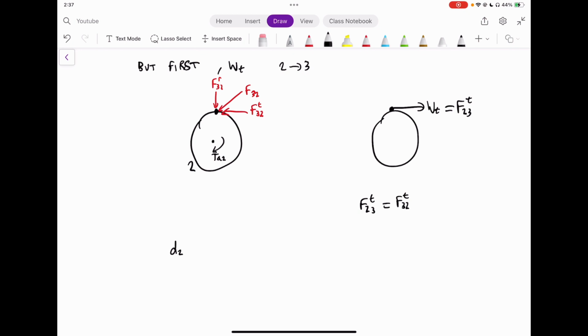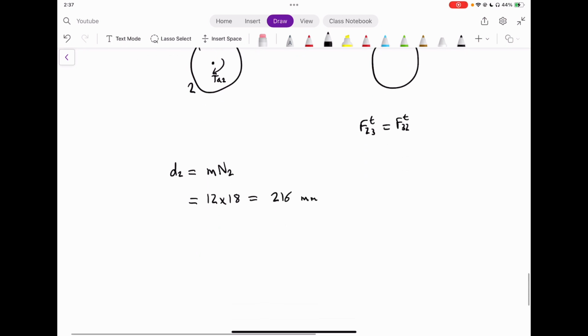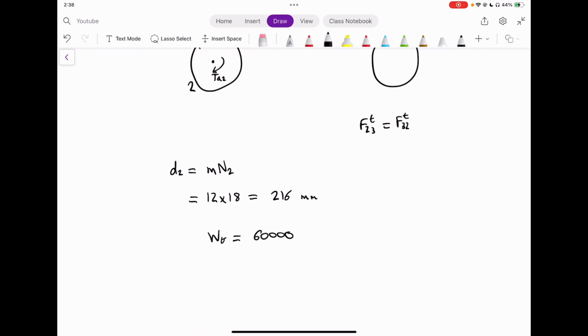First things first, we know that D2 is equal to M times N2, which is equal to 12 times 18. So we have a value of 216 millimeters, given to us. Based on that, we know that WT is equal to, once again using SI units, though there is a US units equation as well, 150 kilowatts divided by pi times 216 multiplied by 1,800, which is the RPM at which gear 2 is rotating. And we get that this is equal to 7.368 kilonewtons.